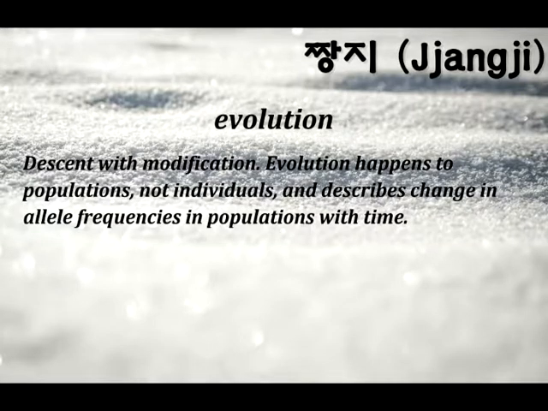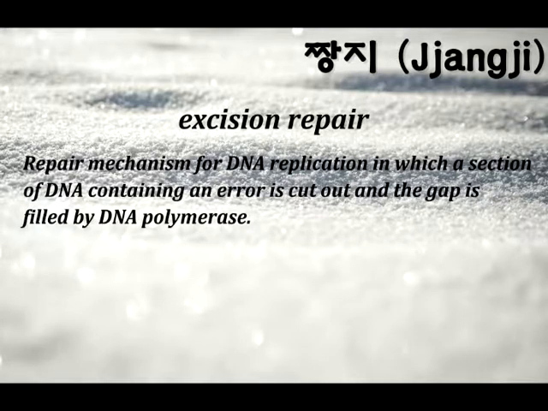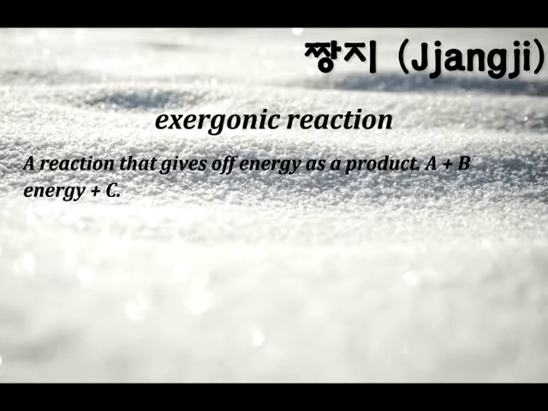Evolution, descent with modification. Evolution happens to populations, not individuals, and describes change in allele frequencies in populations with time. Excision repair, repair mechanism for DNA replication in which a section of DNA containing an error is cut out and the gap is filled by DNA polymerase. Exergonic reaction, a reaction that gives off energy as a product. AB energy C.